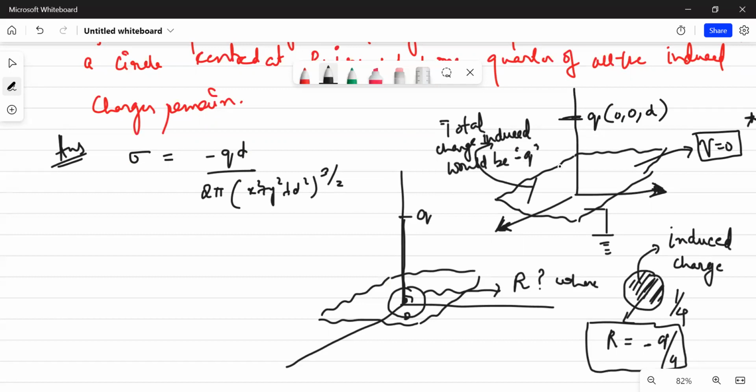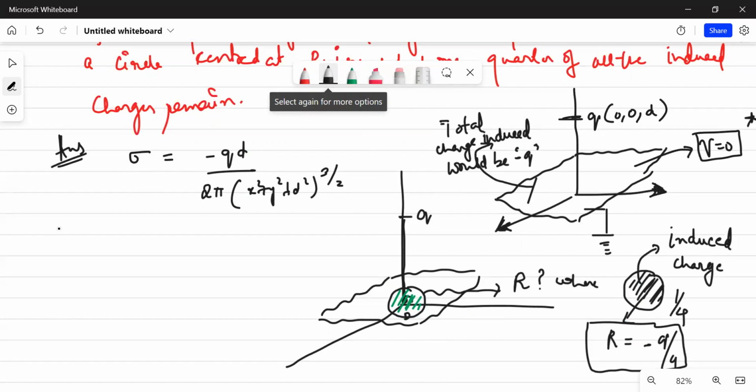Since the total charge induced would be minus q, one is asking what would be the radius where the total charge induced would be minus q by 4. Is that clear? This is a very easy question. It's just a formula question.